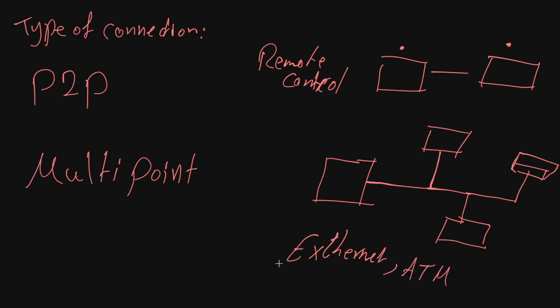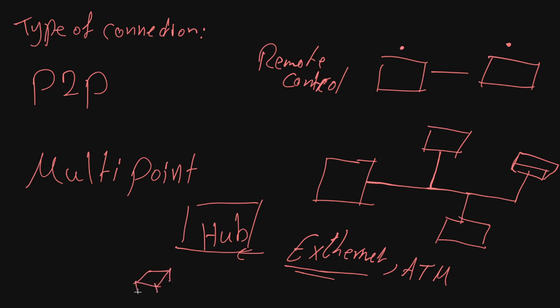In Ethernet, one single cable is connected to multiple cables through something called a hub. It seems like the switch, but the switch is in the data link layer because it saves the MAC addresses. We're not going to talk about MAC addresses now, but it is different than the hub.